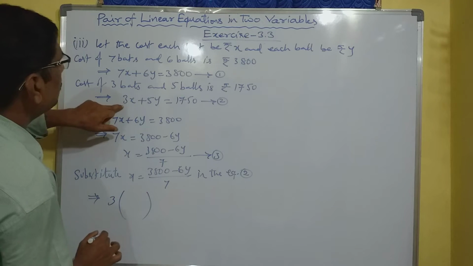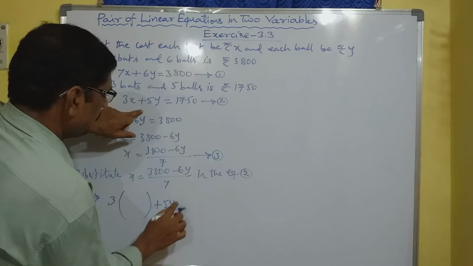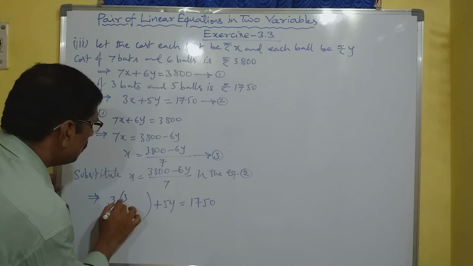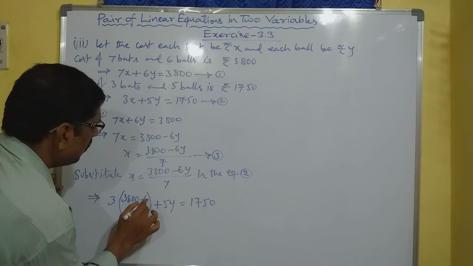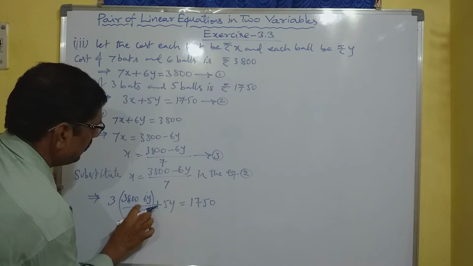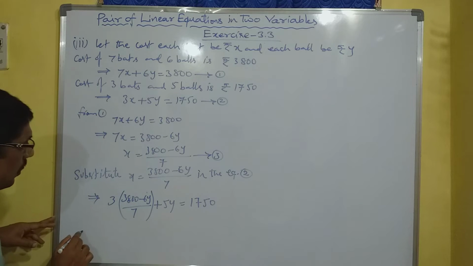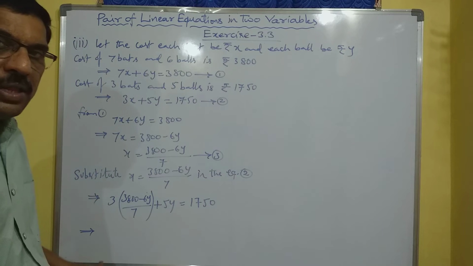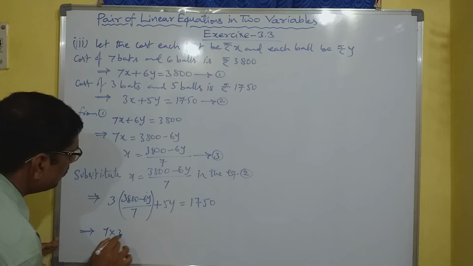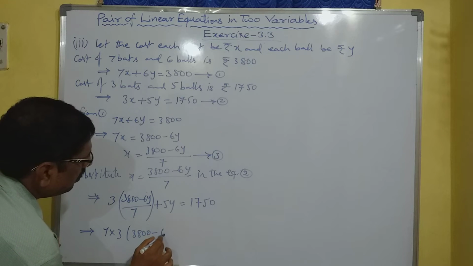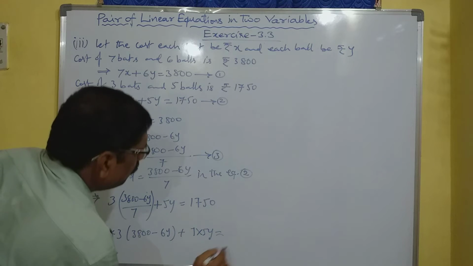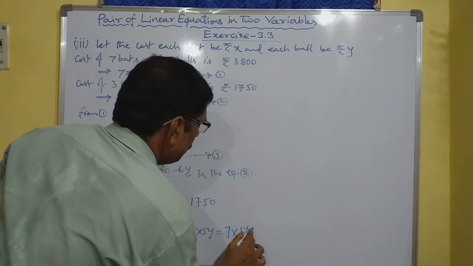Now let us substitute in equation 2: 3x plus 5y is equal to 1,750. Now for 3x, in the place of x we should substitute (3,800 minus 6y) by 7. So let us multiply the entire equation with 7, because there is 7 in the denominator. Then we get 7 into 3 into (3,800 minus 6y) by 7, plus 7 into 5y is equal to 7 into 1,750.